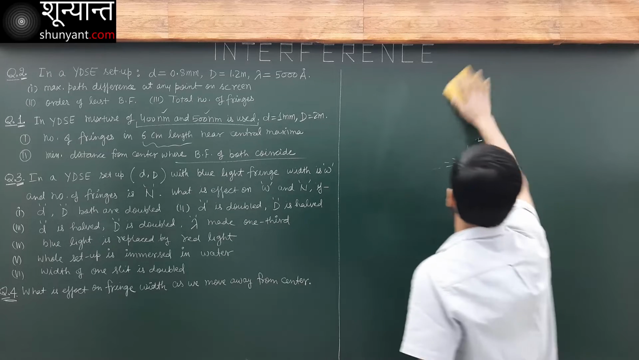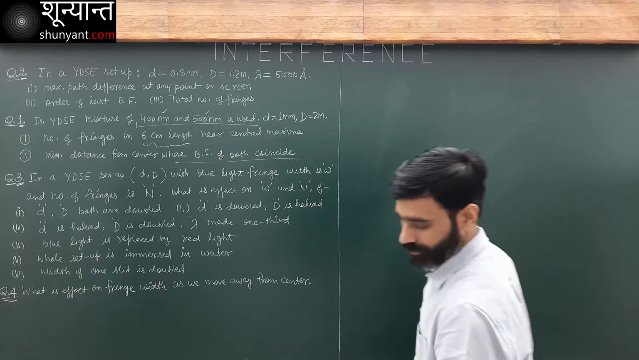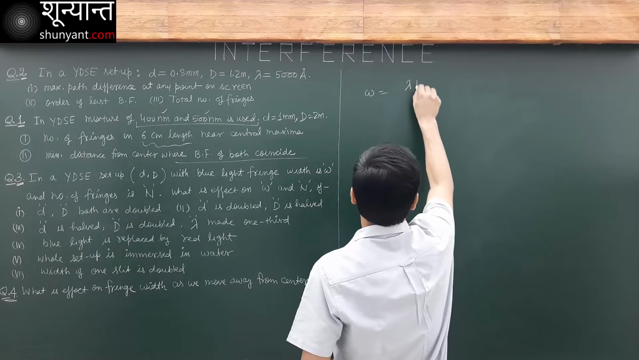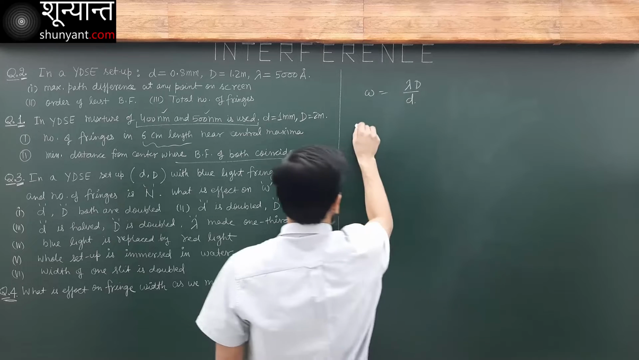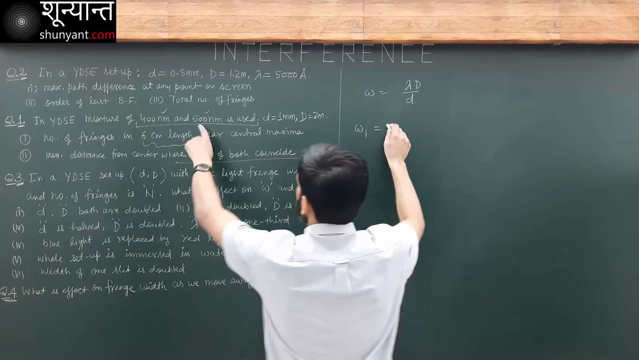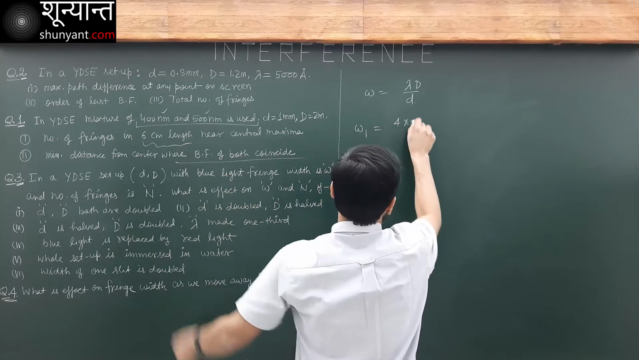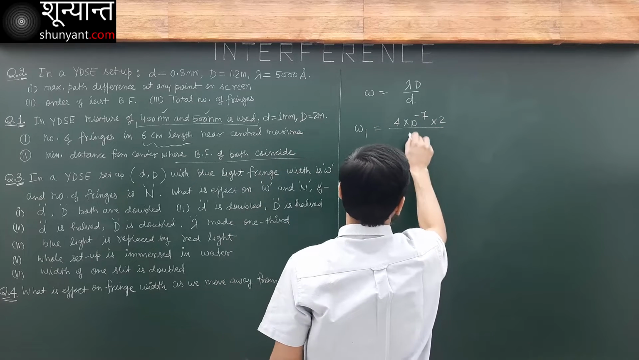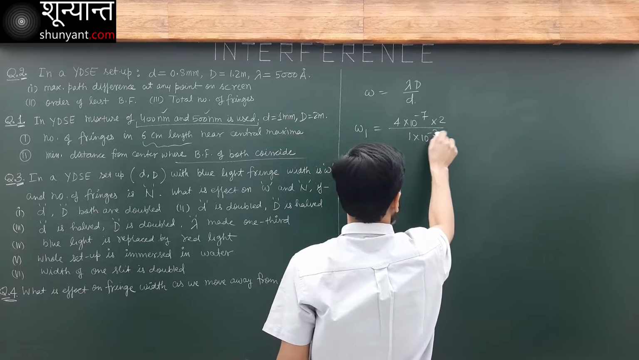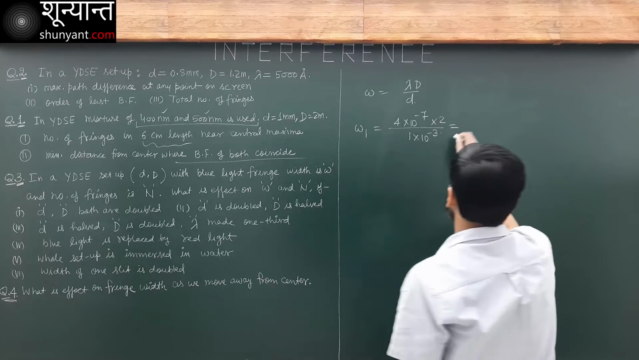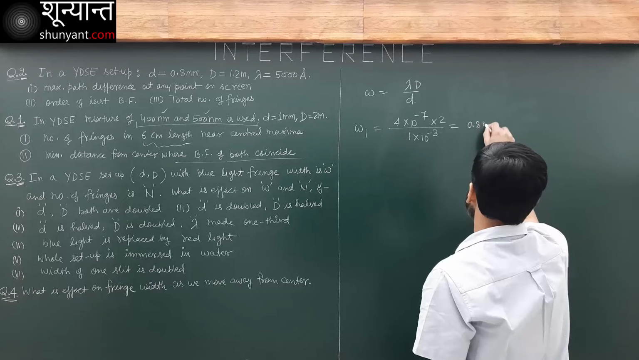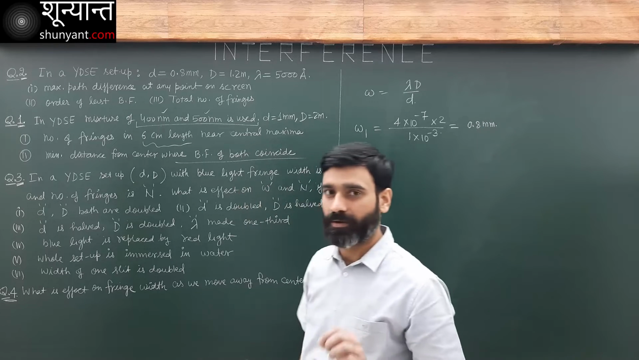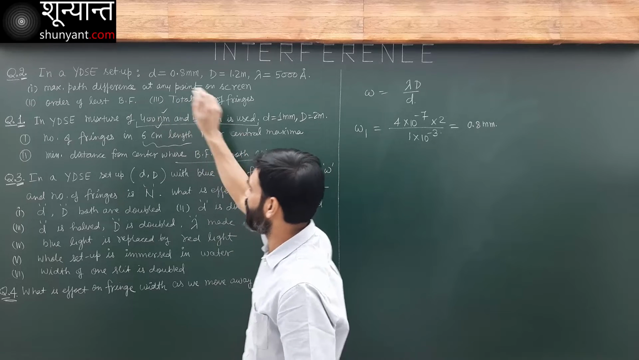Now, fringe width omega is equal to lambda D over d. So omega 1 is equal to 400 nanometer, so 4 times 10 to the minus 7, and this is 2 meter over 1 times 10 to the minus 3. This becomes 0.8 millimeter. This is the fringe width corresponding to the 400 nanometer light.